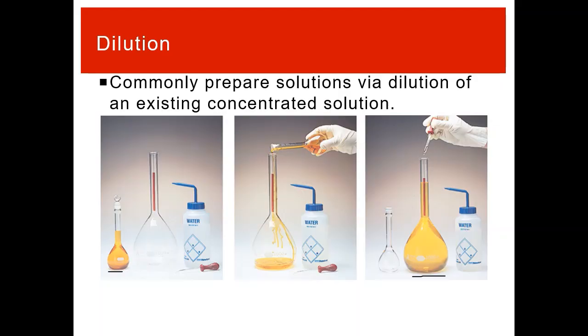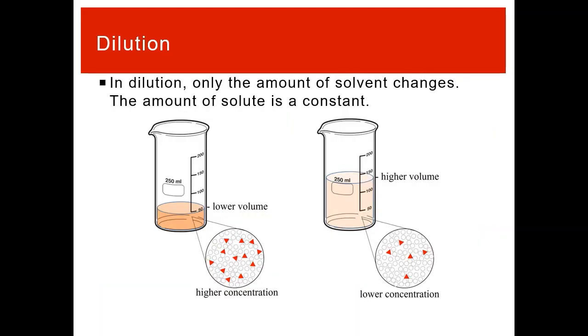So when we're doing dilution, all we are doing is taking a small volume of concentrated solution, so lots of dissolved solute, and we add water. That is a solvent, right? So all we're doing is getting to a higher volume by adding more solvent, leading to a lower concentration. Whenever you are doing dilution, you can only generate a larger volume with a lower concentration. That is always going to be the case.